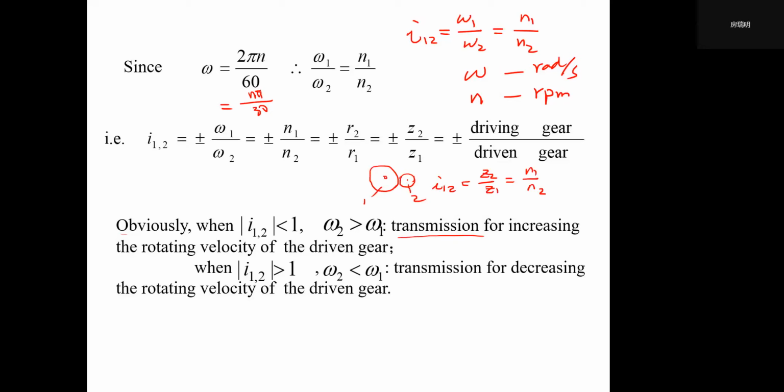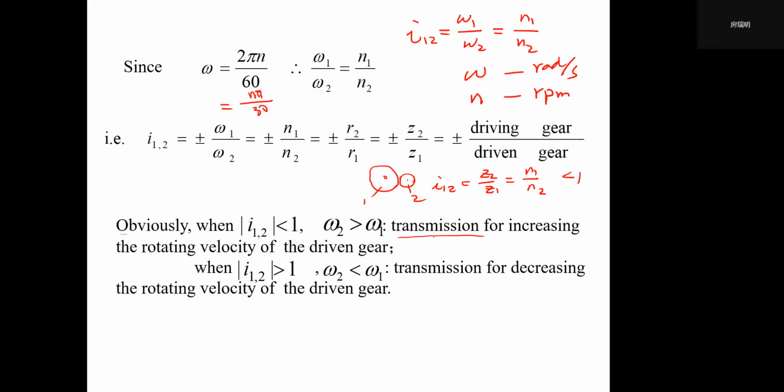Because this one over this one means n2 will be greater than n1, right? I think that's true. Is that true? So that means omega 2 will be greater than omega 1. So it is a transmission for increasing the rotating velocity.